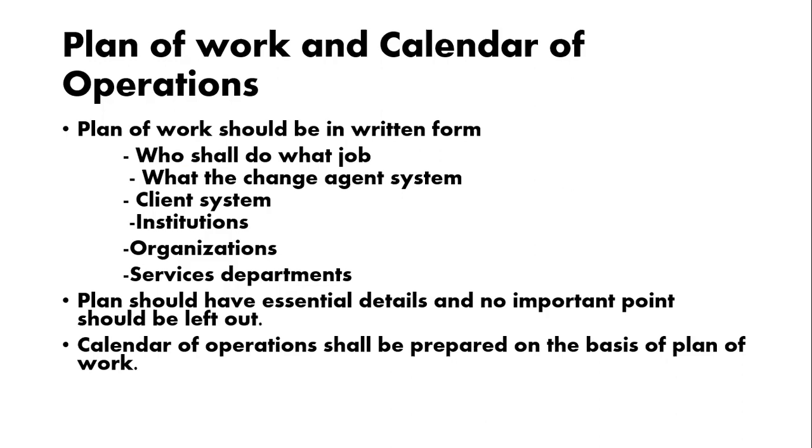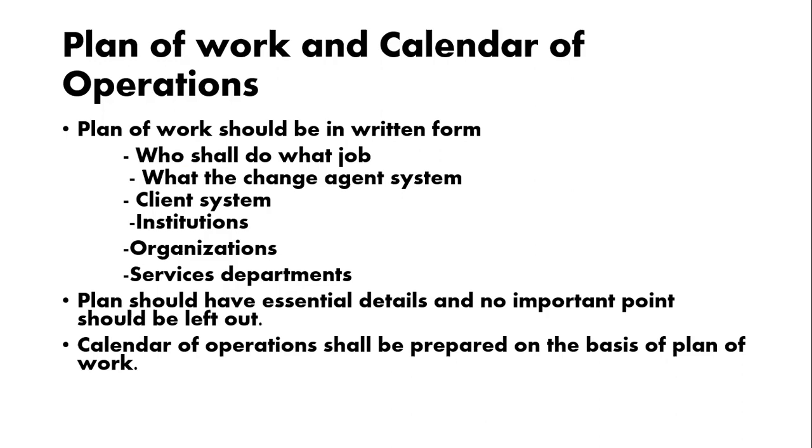So that means plan of work: who does this job, who does that job? What is the change agent doing? Who are the client system? What are the institutions, other government or private institutions involved with this system or process? And what are the other service organizations who are going to implement the plan of work we are talking about?